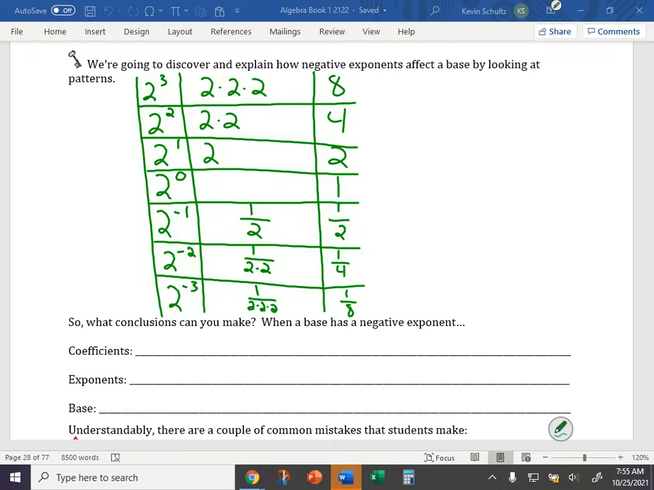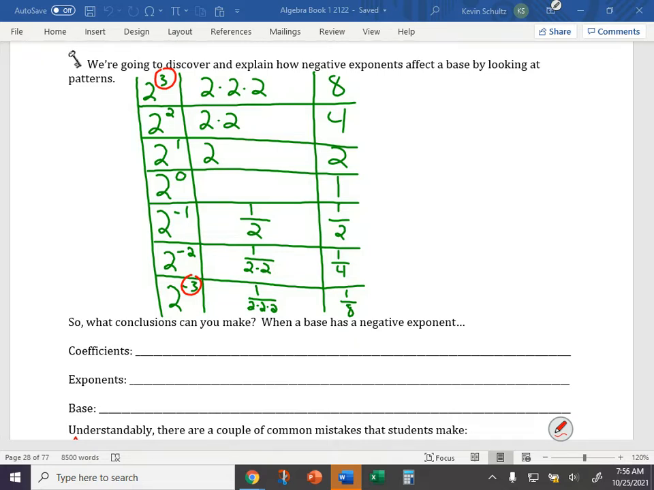So there's a connection here between a positive power and a negative exponent. Basically, it's opposite. The expanded form for 2 cubed is 2 times 2 times 2. The expanded form for 2 to the negative third is 1 over 2 times 2 times 2. The value of 2 cubed is 8. The value of 2 to the negative third is 1 over 8.